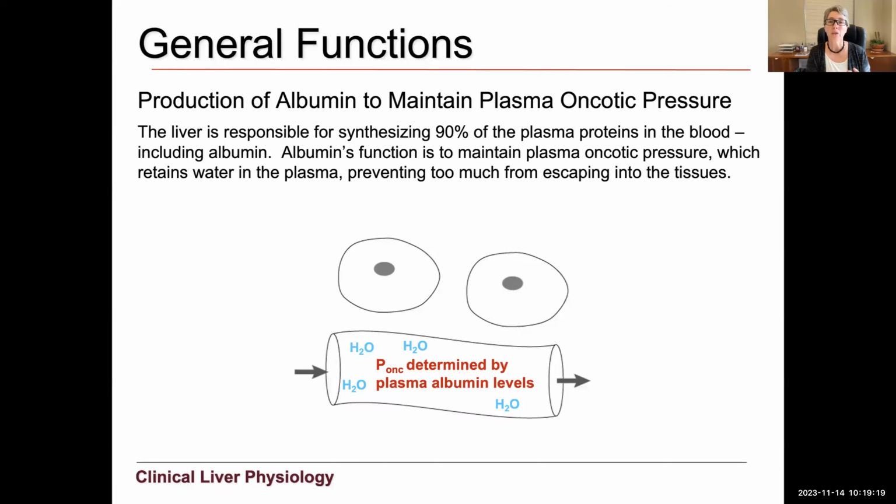If the liver's not producing enough albumin, you can kind of deduce what's going to happen next. But that's the pathophysiology, so we'll talk about that in class.